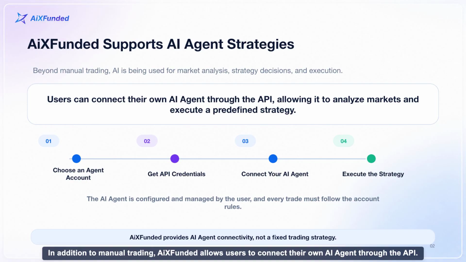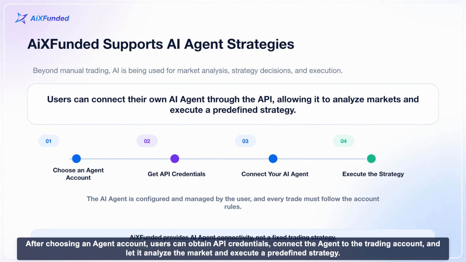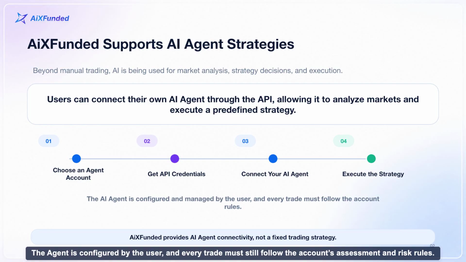In addition to manual trading, AiXFunded allows users to connect their own AI agent through the API. After choosing an agent account, users can obtain API credentials, connect the agent to the trading account, and let it analyze the market and execute a predefined strategy. The agent is configured by the user, and every trade must still follow the account's assessment and risk rules.